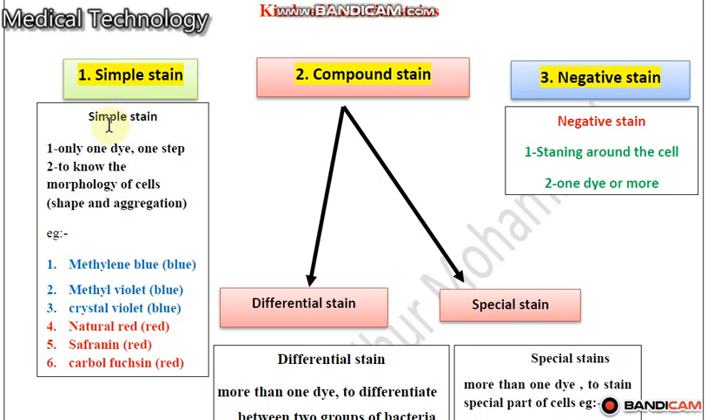Why is simple stain called by this name? Because we use only one dye in one step. Why do you use the simple stain? To study the morphology, like shape and aggregation of bacteria.